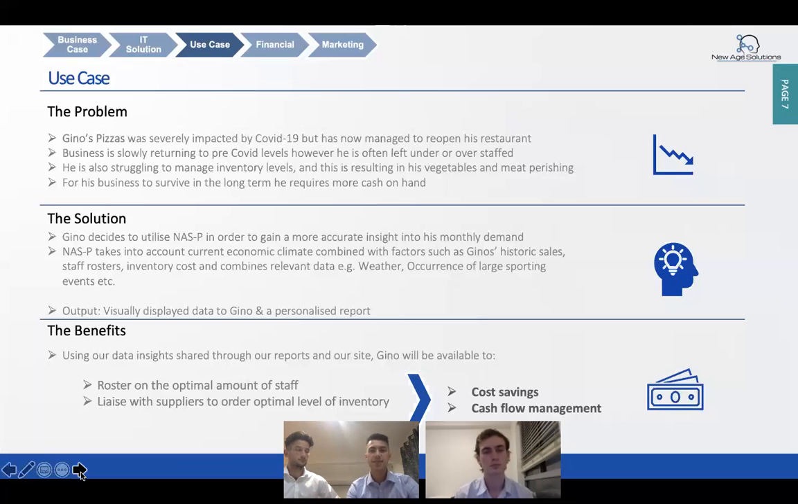And ultimately, the benefits of this are Gino will be able to roster the optimal amount of staff and also liaise with his suppliers to ensure that they acquire the sufficient amount of inventory, essentially saving cost and being able to manage his cash flows better.